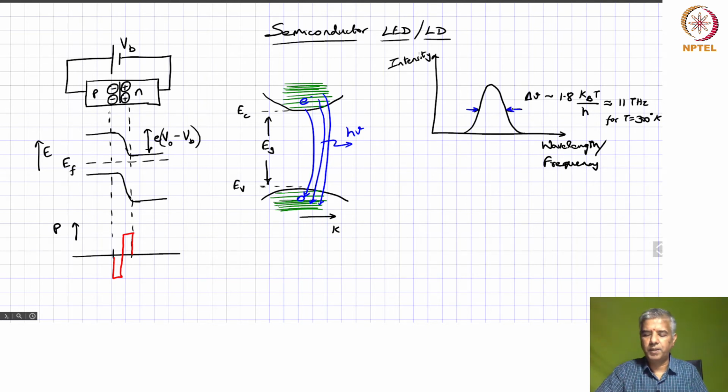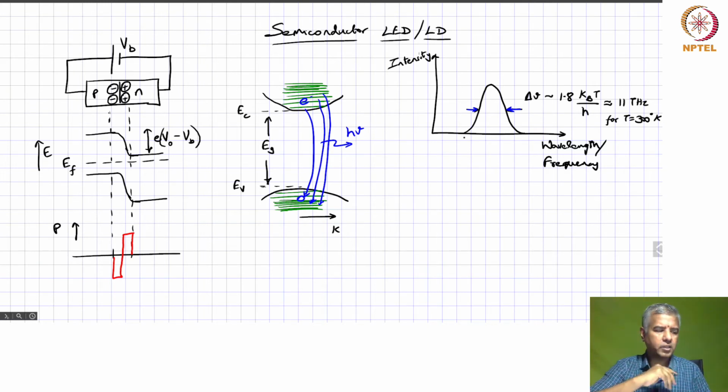Okay, like I said, if you're looking from the perspective of frequency, h nu greater than Eg is where the emission will be, and the width of the emission will be roughly about 11 terahertz. Okay.